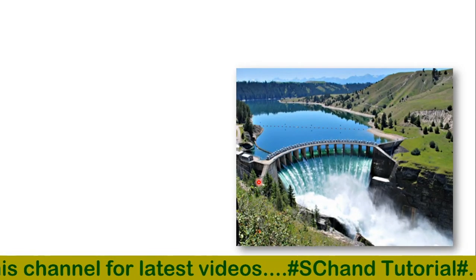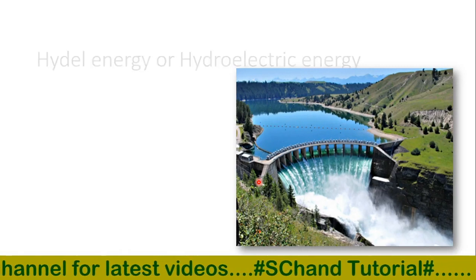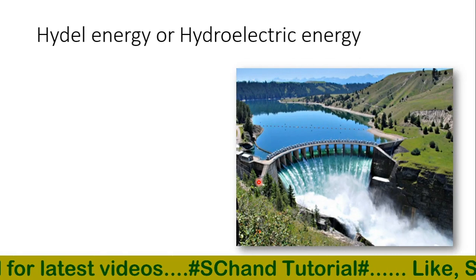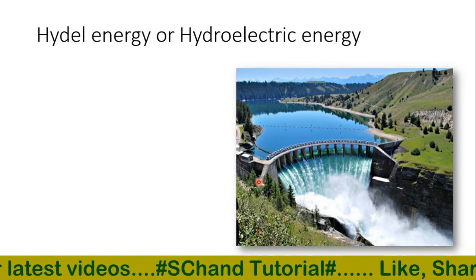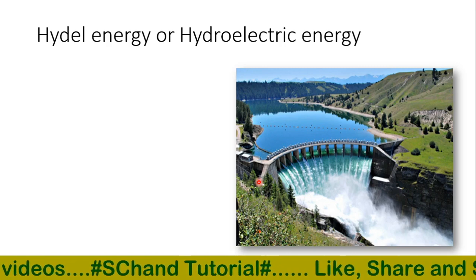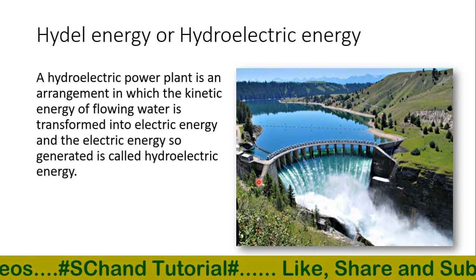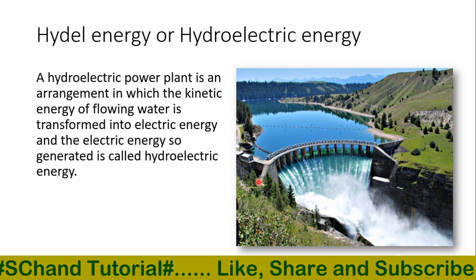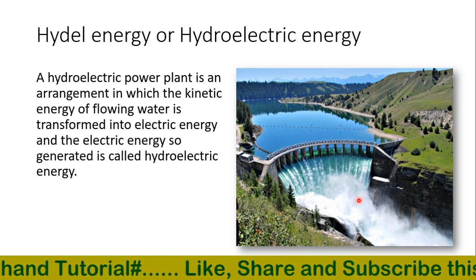Then we have the hydel energy or the hydroelectric energy. A hydroelectric power plant is an arrangement in which the kinetic energy of the flowing water is transformed into electric energy. And the electric energy generated is called hydroelectric energy. So this is the hydroelectric power plant.